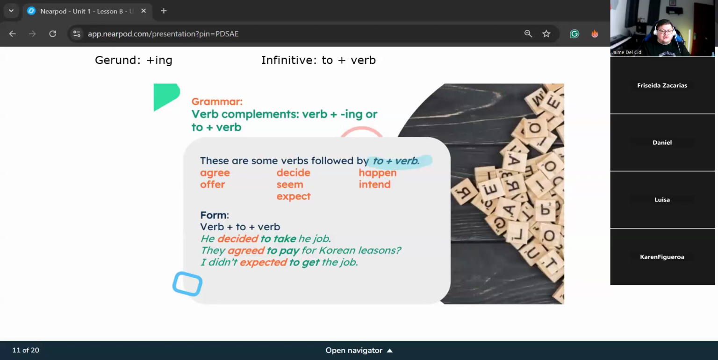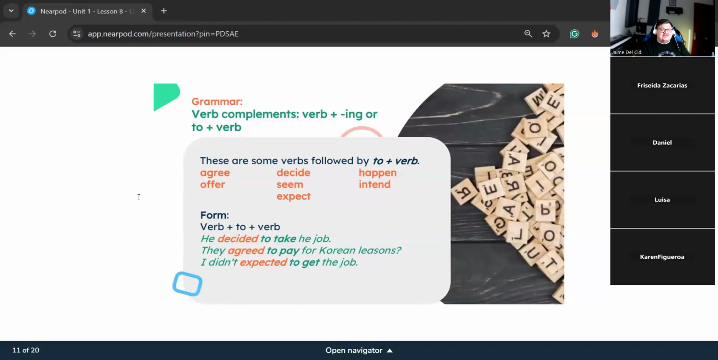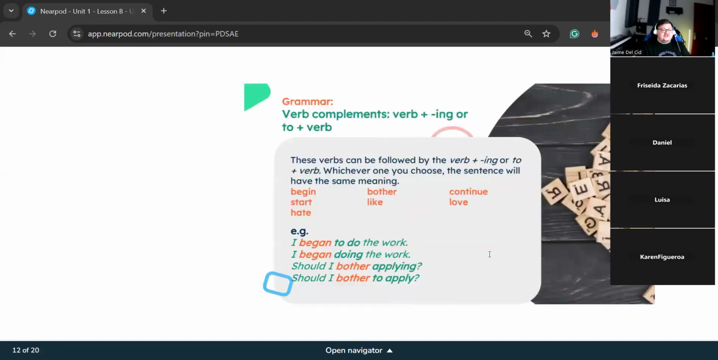Entonces, si miramos algunos de los iniciales, ¿verdad? Miremos que estos no se están traslapando. Es decir, los que funcionan con ing no funcionan con los infinitivos. Vean que son verbos diferentes. Agree, offer, decide, seem, expect, happen, intend. All of these go well with the infinitive. He decided to take the job. They agreed to pay for Korean lessons. I didn't expect, hay que corregir esto. I didn't expect to get the job. Another one.